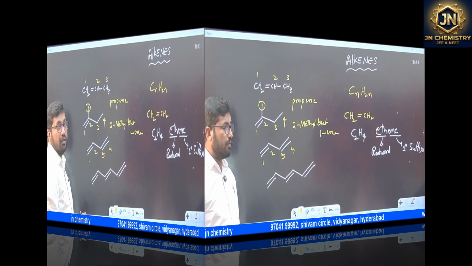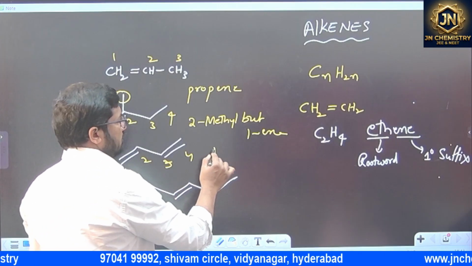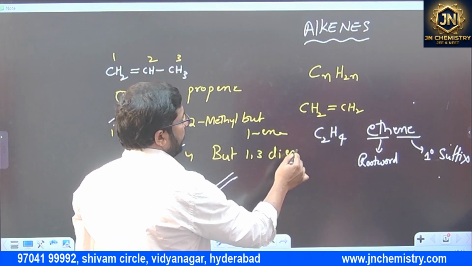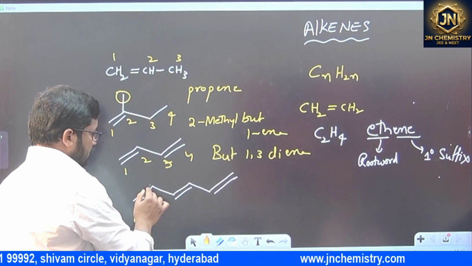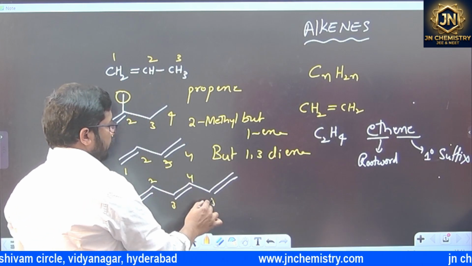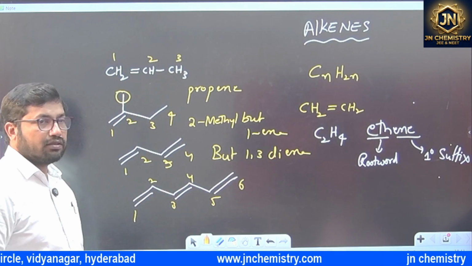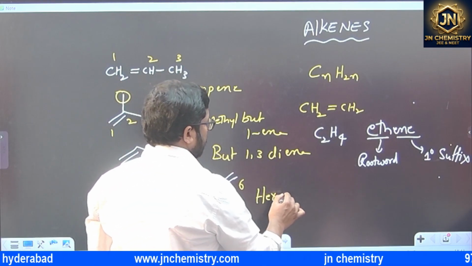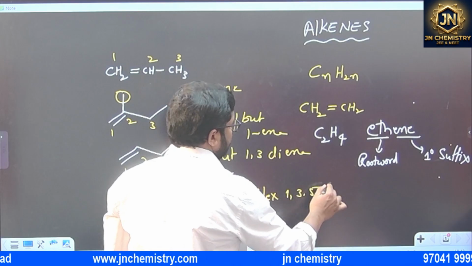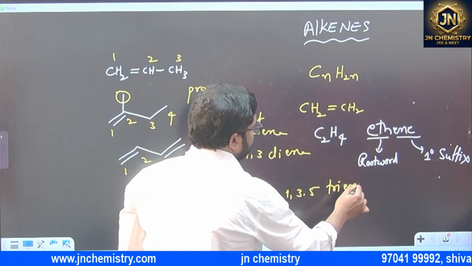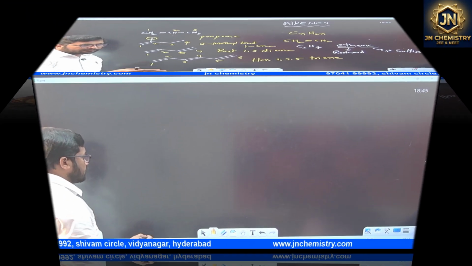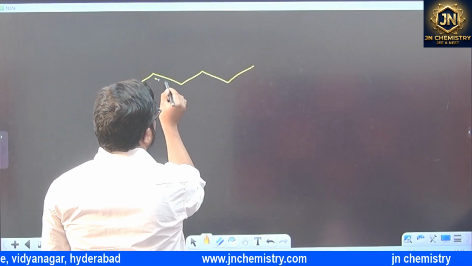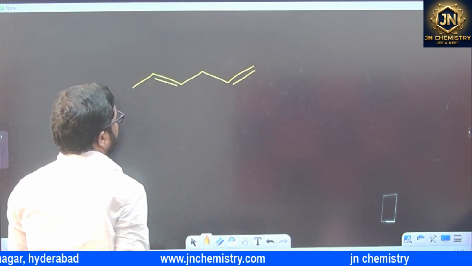Next here is but-1,3-diene. But-1,3-diene. In this case, 1, 2, 3, 4, 5, 6. Hexa-1,3,5-triene. Next.